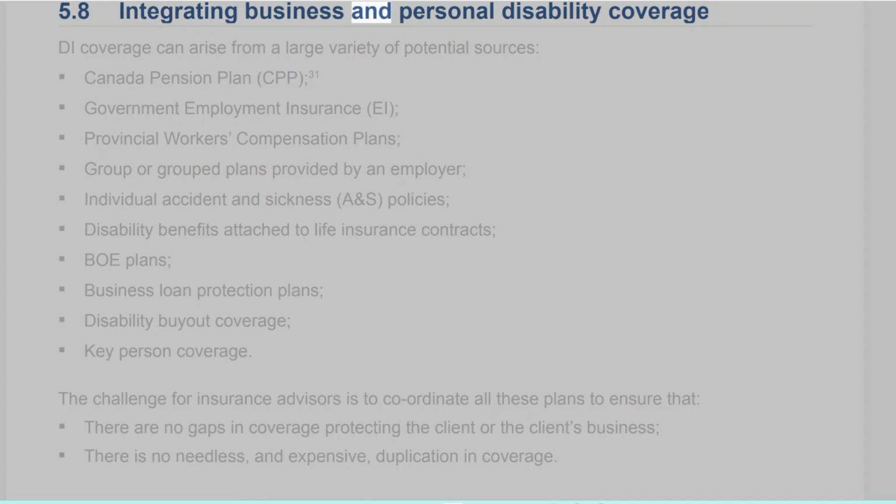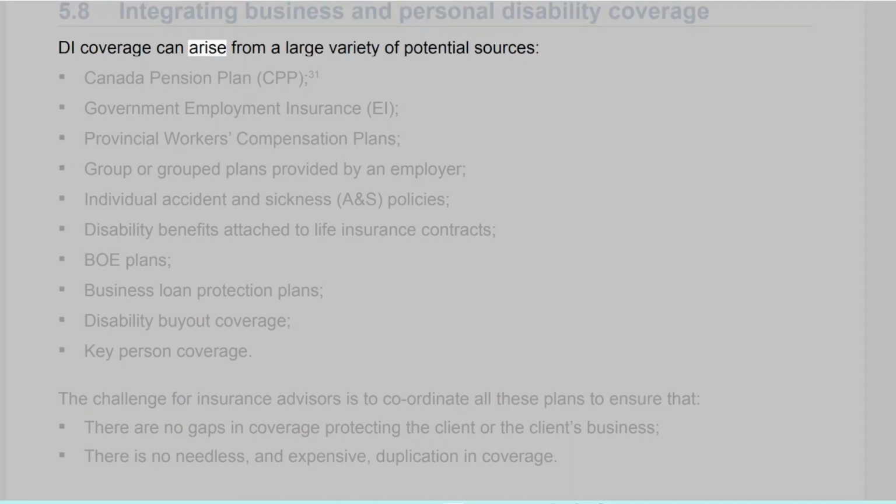5.8 Integrating business and personal disability coverage. DI coverage can arise from a large variety of potential sources: Canada Pension Plan, CPP; Government Employment Insurance, EI; Provincial Workers' Compensation Plans; Group or grouped plans provided by an employer; Individual Accident and Sickness, A&S, policies; Disability benefits attached to life insurance contracts; BOE plans; Business Loan Protection Plans; Disability Buyout Coverage; Key Person coverage.